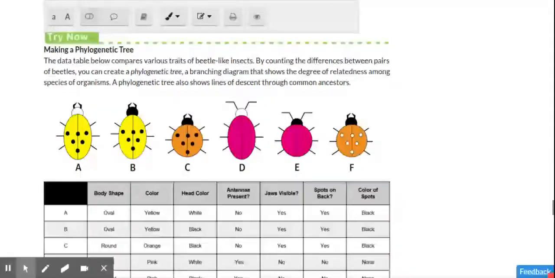If you have not seen the STEMscopedia part 1 of evolutionary relationships, look at that now because we are going on to part 2. Making a phylogenetic tree.